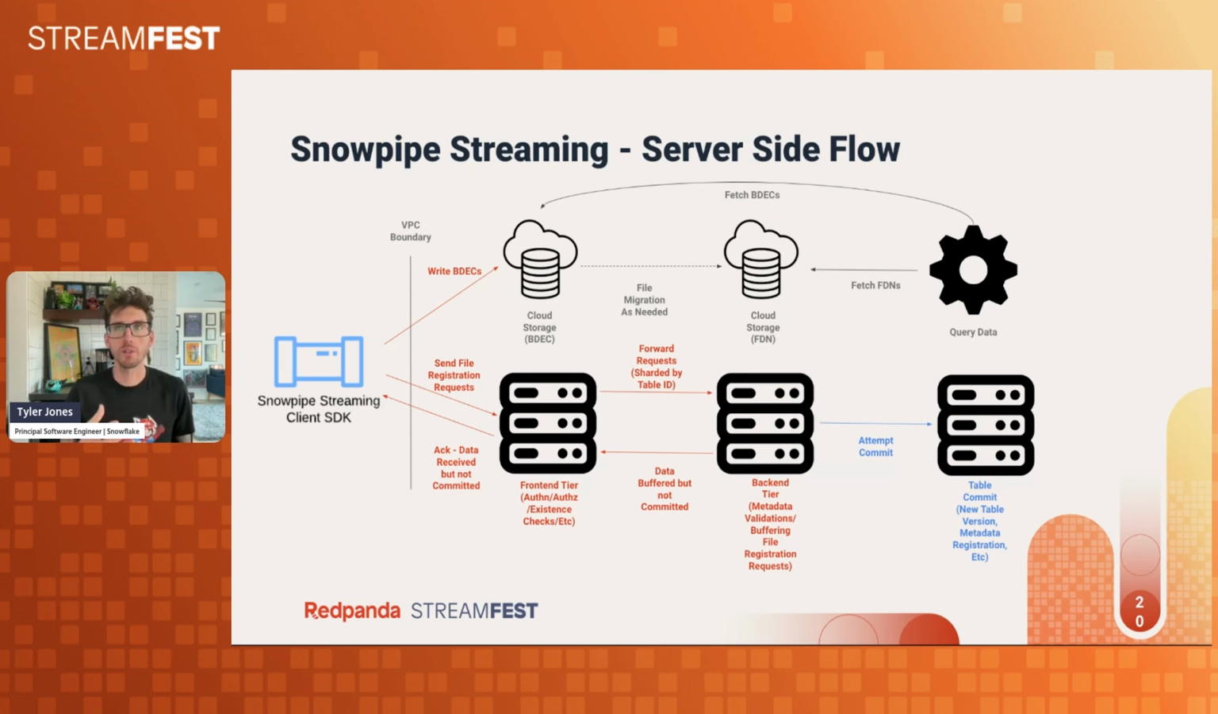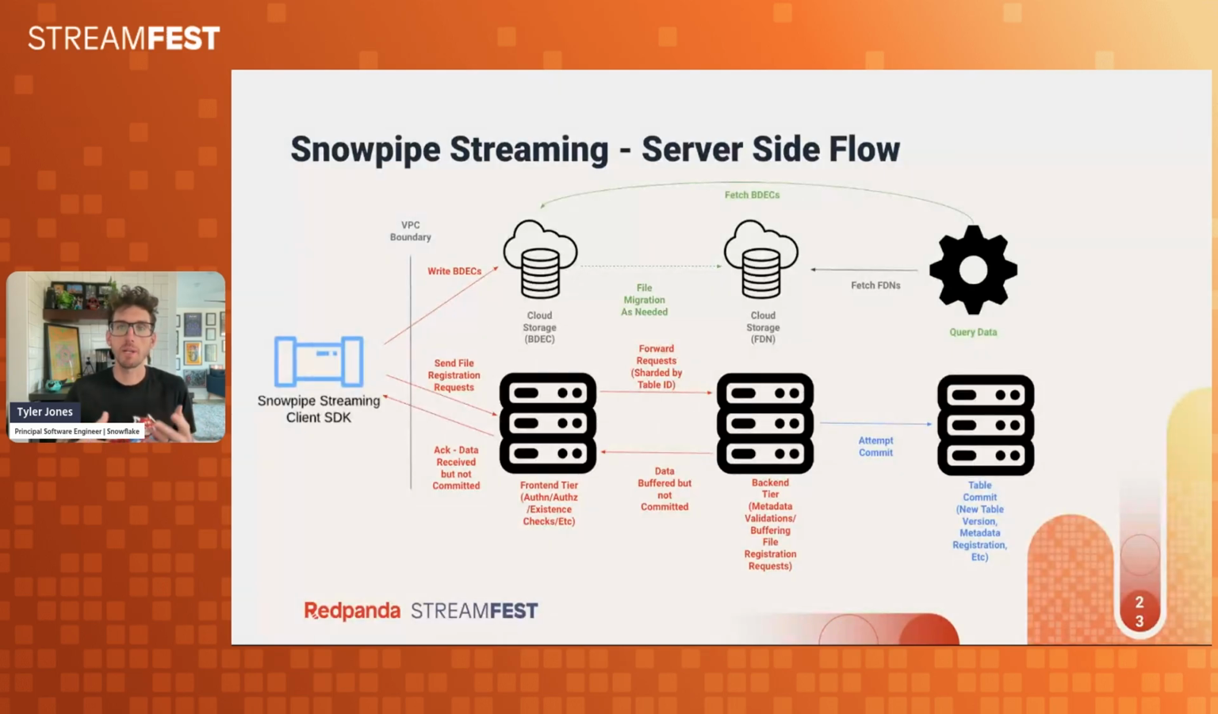Assuming the commit goes forward and things look good, we will create a new table version in Snowflake. And at that point, that data becomes available to query. Ingest is effectively done. Now, what happens when you query this data is that after it's been registered to the table, we will simply reach out and fetch these BDEC files and add them to the query. So that way you have lower latency ingest where you're hitting the BDEC files directly.